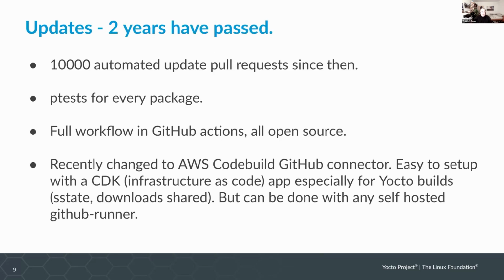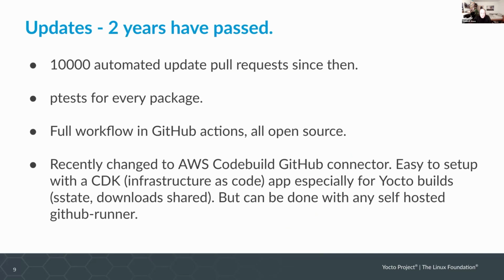We achieved that. So it's like 10,000 automated pull requests since then, in 2 years. We have now ptests for every package in our layer. The workflow is fully automated in GitHub Actions, all open source. You can look it up. You can see what we are doing. It's nothing behind the scenes.